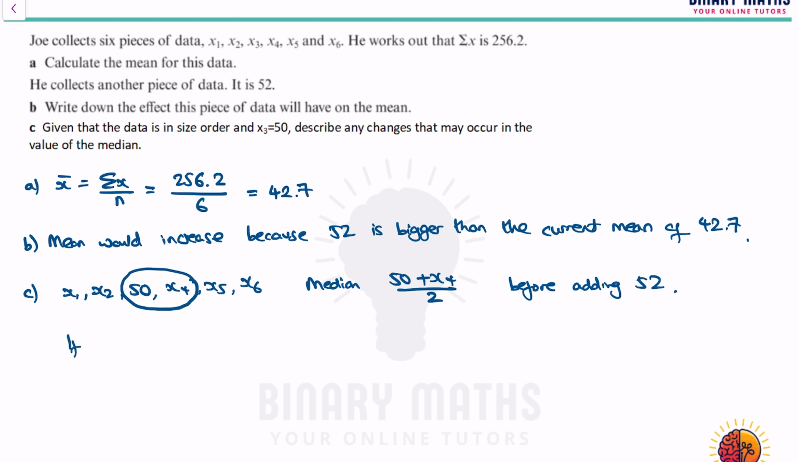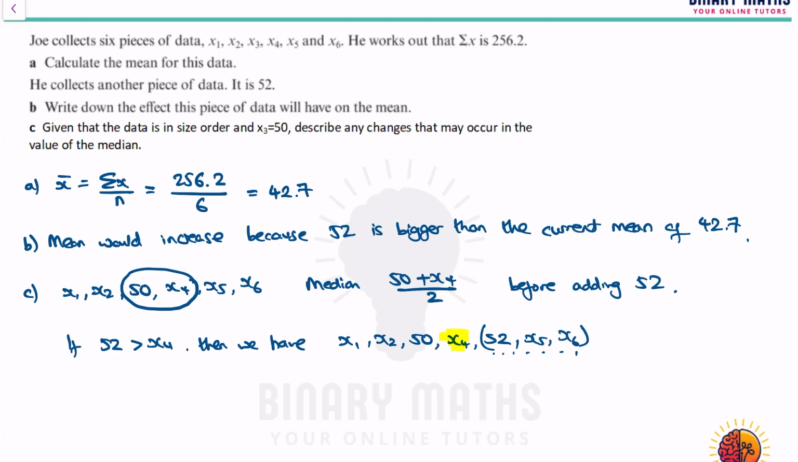Now when we do add 52, there are 2 cases that we can have. So if 52 is greater than x4, then we have x1, x2, 50, x4, and then 52, x5, and x6 in some order. We don't know what order. But the median would be x4.